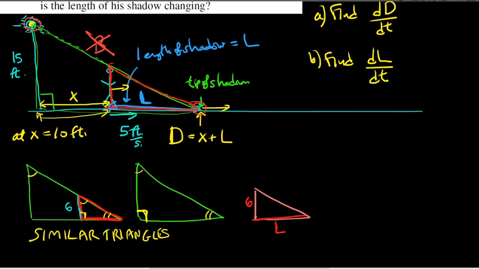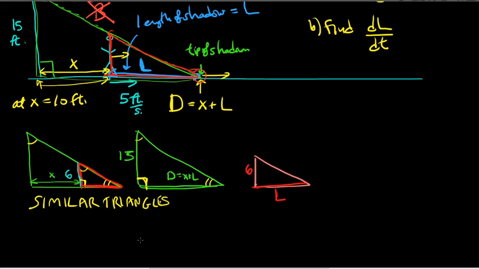So what about the green triangle? The green triangle, the height is the light, the lamppost. It's 15 feet. And this distance here is what we call D, but remember, D is also x plus L, because this distance here is your x. Okay, so similar triangles have proportional distances. So if I take the ratio of D to L, I should get the ratio of 15 to 6.